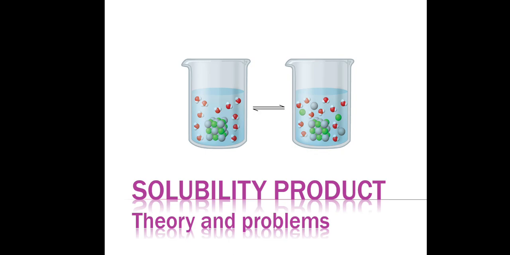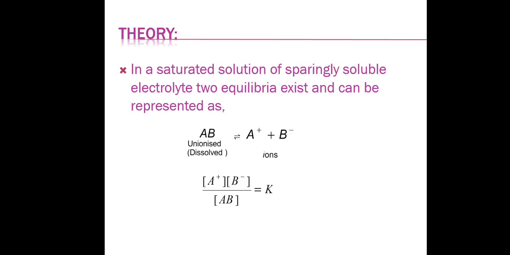In this particular video, we'll be trying to understand what we mean by solubility product, the theory behind it, and the problem related to it. So first, let us try to understand what is solubility product. In a saturated solution of a sparingly soluble electrolyte, two equilibria exist and can be represented as follows. So you can see the equilibrium representation.